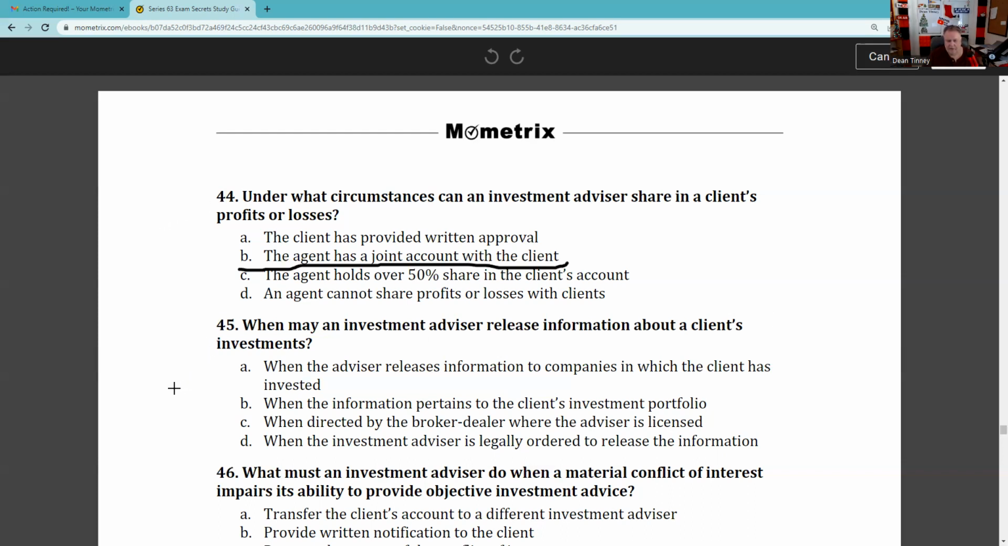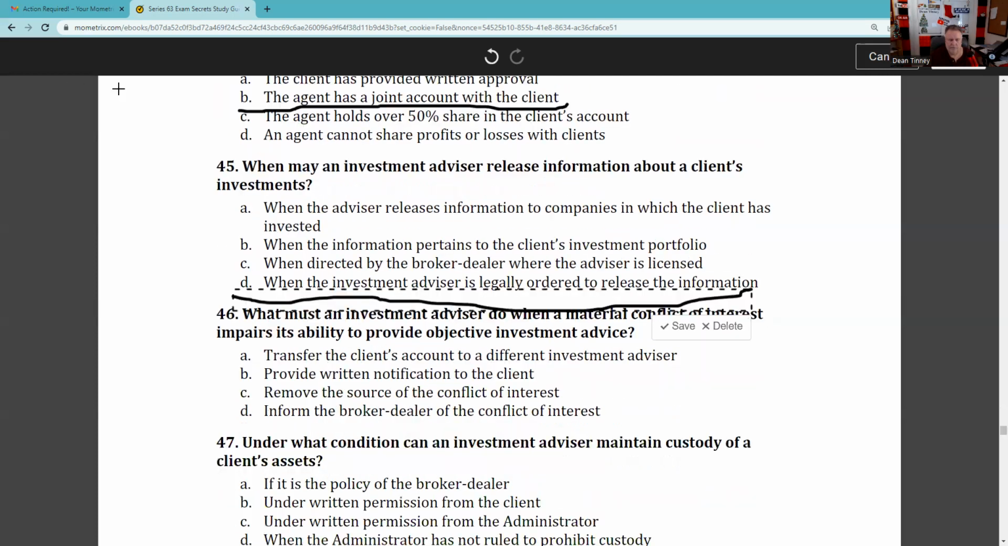When may an investment advisor release information about the client's investments? This is testable, right? The only circumstance, Regulation S-P again, is when I'm legally ordered to do so. I'm supposed to keep your information, protect your confidential information. So the answer is D. That is very testable, very testable.